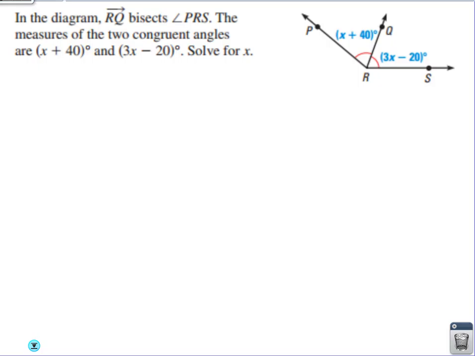In the diagram, RQ is an angle bisector. RQ bisects angle PRS. The measure, I wish they hadn't even put this next part. The measure of the 2 congruent angles, they even told you. Okay, it's an angle bisector. Well, that's why it's an angle bisector. They have 2 angles, which is x plus 40 and 3x minus 20. Well, we can't do x plus 40 plus 3x minus 20. We can't use the angle addition postulate because we don't know what the total is. They don't tell us the whole thing is 180 or 150 degrees or something. We don't know. They only tell us that RQ is an angle bisector.